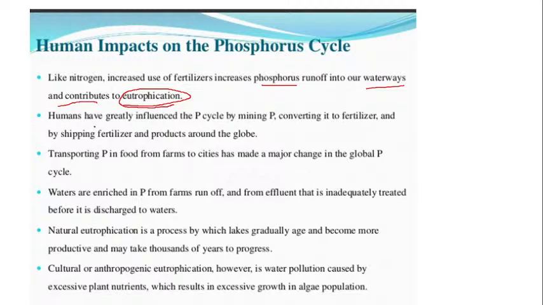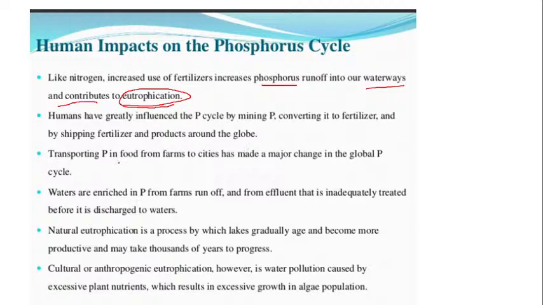Then humans have great influence by mining. That is mining, breaking the rocks and going inside. Then converting it into fertilizer and shipping fertilizer and products around the globe. Fertilizer with phosphorus added is transferred around the world.